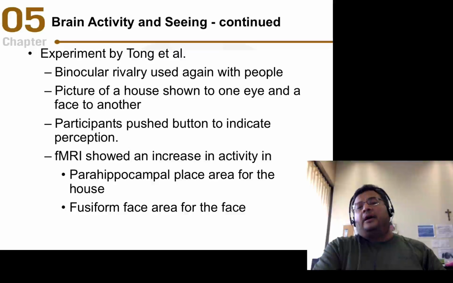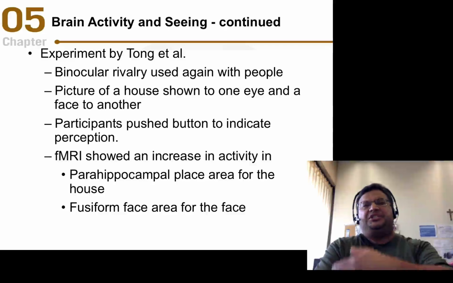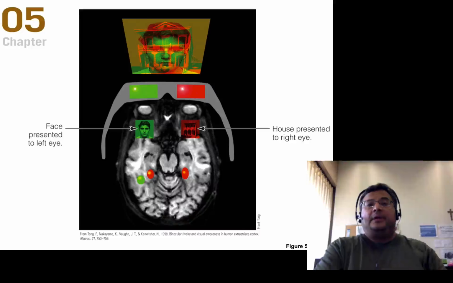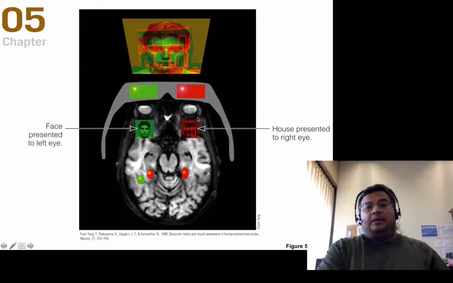And then they measured MRI activity in two different places. The parahippocampal place area, which lights up whenever we're perceiving locations in space, and the fusiform face area, which lights up when we're perceiving faces. And sure enough, whenever the person was pushing the button to say, yes, I see a face, as you see here in this experimental setup, the fusiform face area would light up. And similarly, whenever they were pushing a button to indicate that they were seeing the house, the red one, the parahippocampal place area would light up.